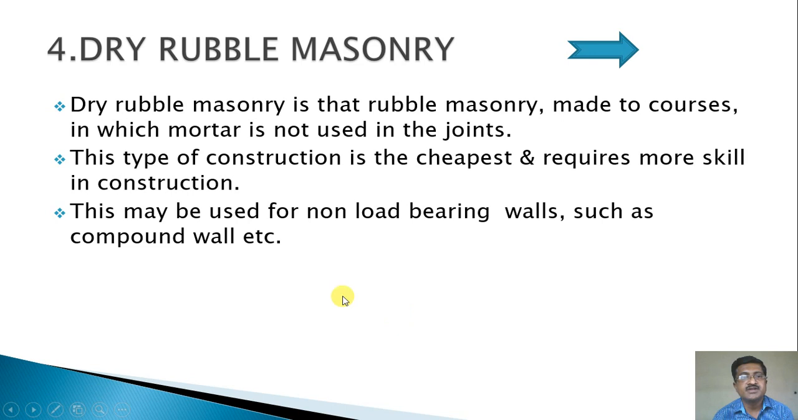Dry rubble masonry. Dry rubble masonry is rubble masonry laid in courses in which mortar is not used in the joints. This type of construction is the cheapest and requires more skill in construction. This may be used for non-load bearing walls such as compound walls, etc.